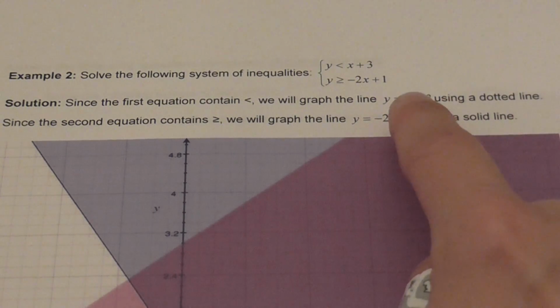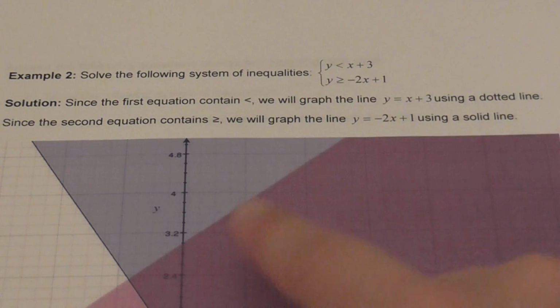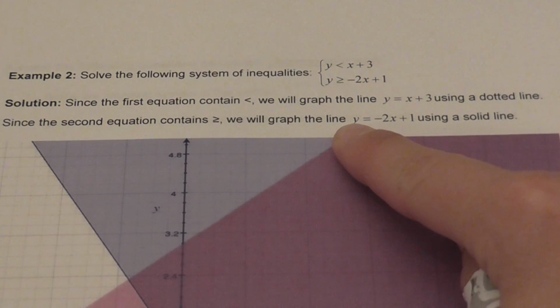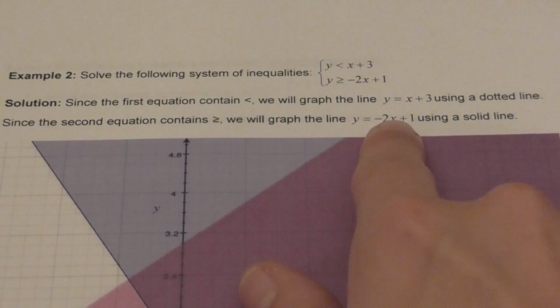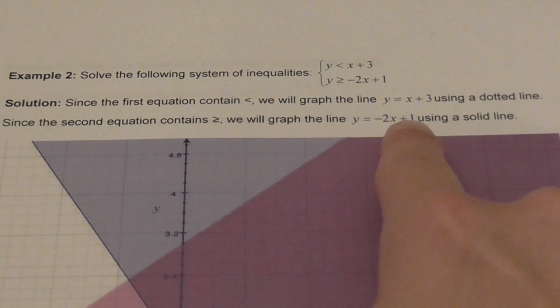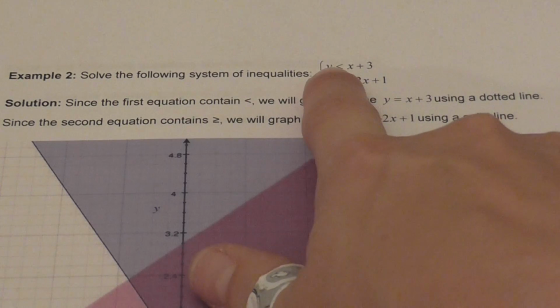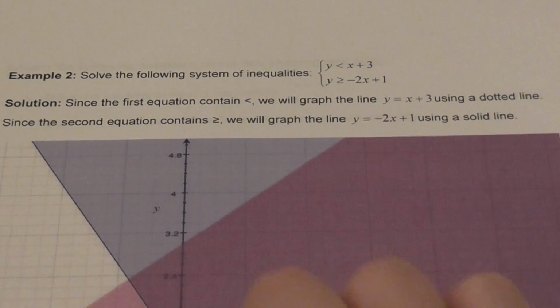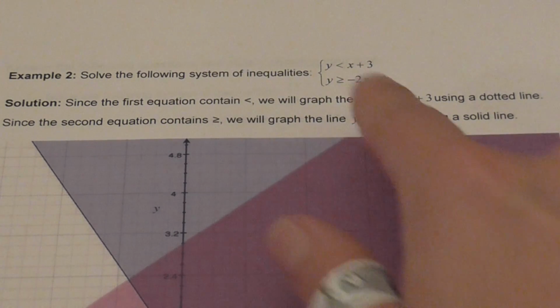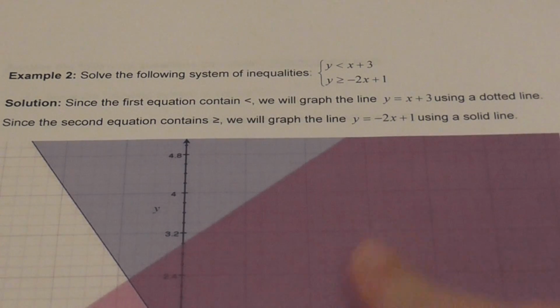To graph x plus 3, I start at 3, and I go up 1 and over 1 all the way up my graph, and then we're going to use a dotted line here. To graph -2x plus 1, I start at +1 and I go up 2, but to the left 1, and use a solid line there. Since this first one is y is less than, I'm going to shade below my line, and this is y is greater than, so I'm going to shade above my line.